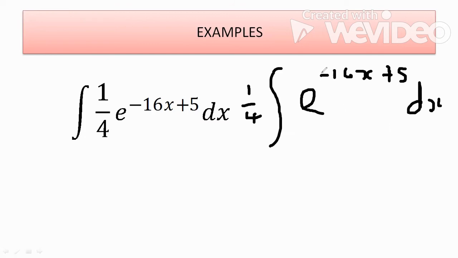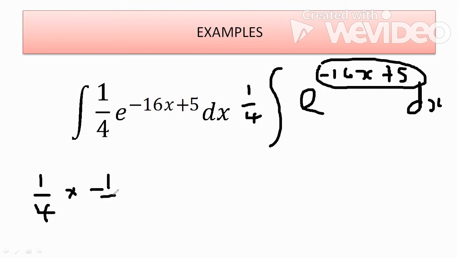As I said before, what we're going to do is differentiate this function there, and we're going to reciprocate the answer. If we differentiate that, we're going to get just negative 16, because if we differentiate 5, we get 0. If we differentiate negative 16x, we just get negative 16. So we're going to reciprocate that. Let me just write the quarter there. So it's negative 1 over 16, and we have e to the negative 16x plus 5.